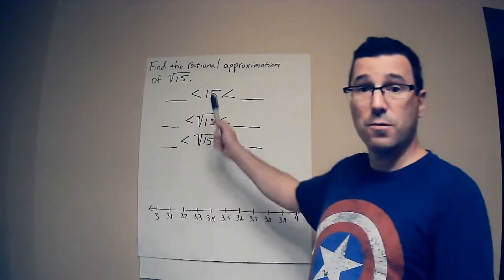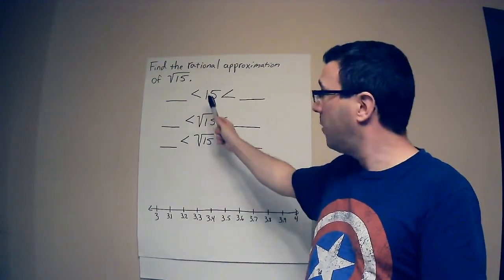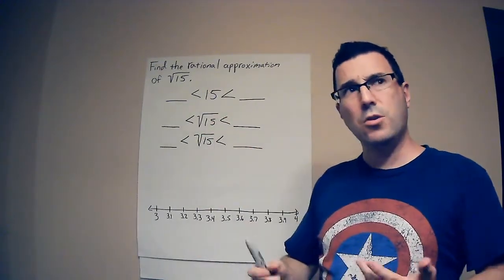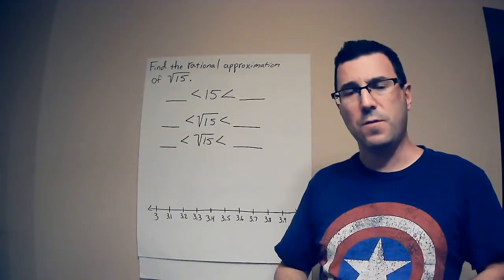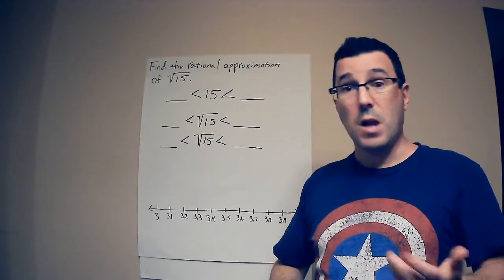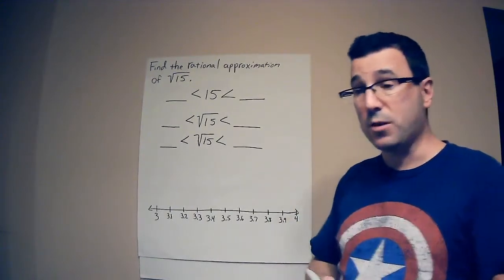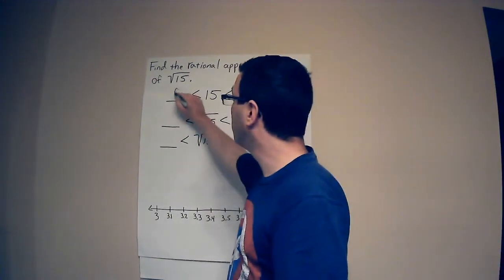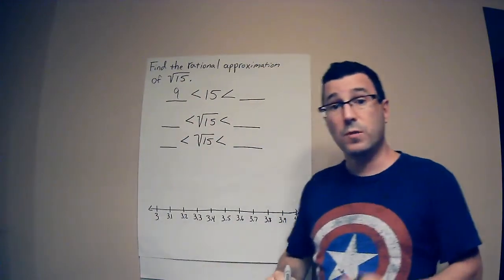So in the case of square root of 15, I'm going to look at 15 and say, well, what two perfect squares does 15 fall between? The first one is 9. 9 is a perfect square. The other one is 16.